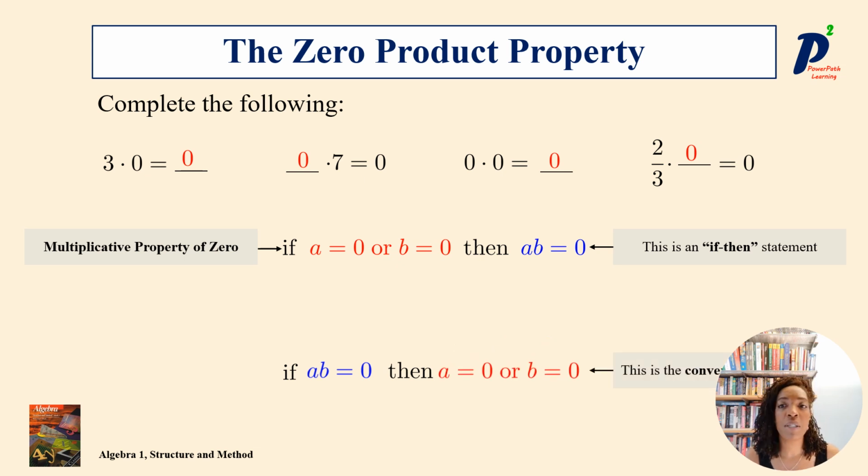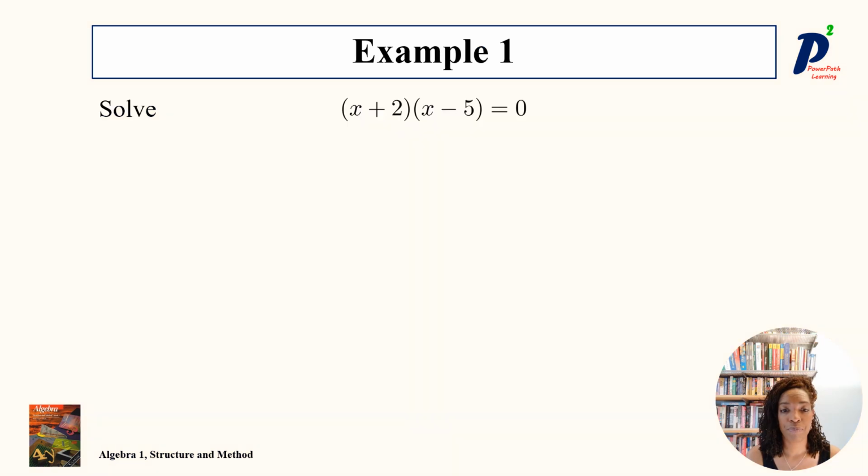Now, this is not always the case, but in this case, the converse is true, and it is the very useful zero product property. Really, all this means is that if your product is 0, then one of your factors has to be 0. You are going to use this property a lot throughout your math career, so let's get to know it a little bit better.